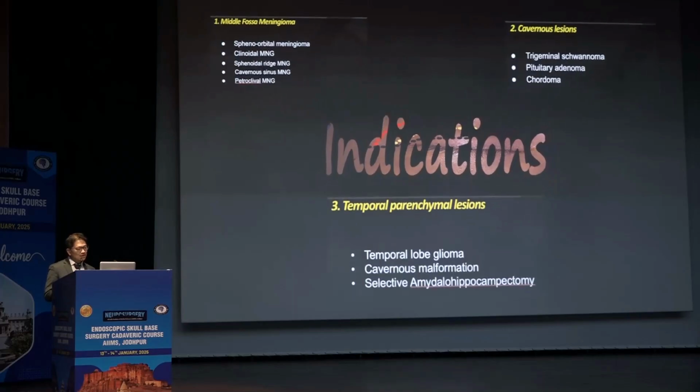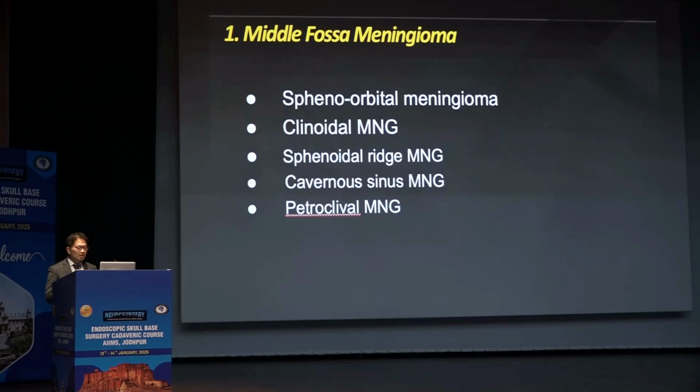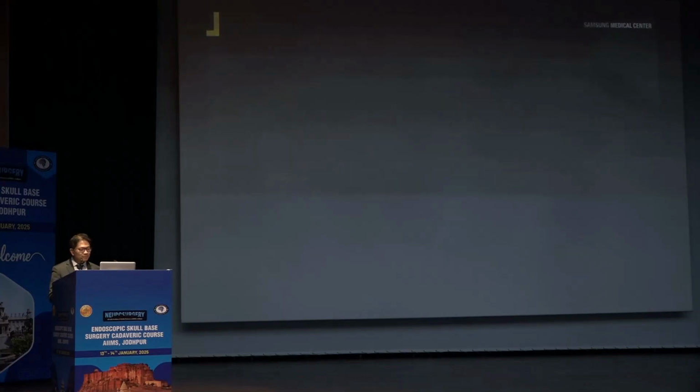Let's see the indications. The most common indication is middle fossa meningioma, the next indication is cavernous sinus lesions, and the third indication is temporal parenchymal lesions. I'm going to talk about only the meningioma and schwannoma cases today. The first indication is middle fossa meningioma. The spinoorbital meningioma may be the best indication for this approach, but clinoidal meningioma, sometimes sphenoidal ridge meningioma, cavernous sinus lateral wall origin tumors, and petroclival meningiomas can be accessed with transorbital surgery.